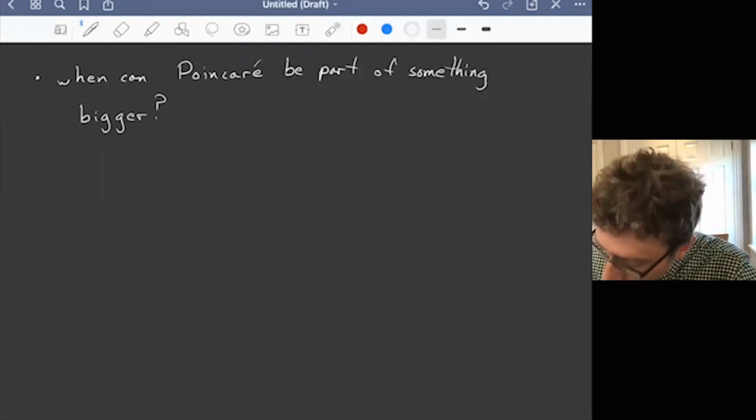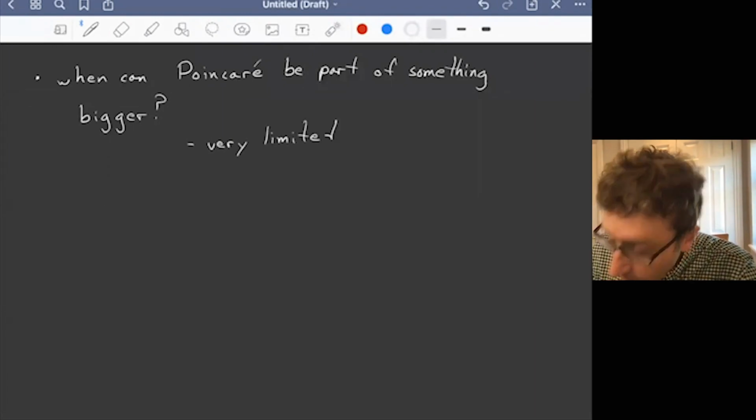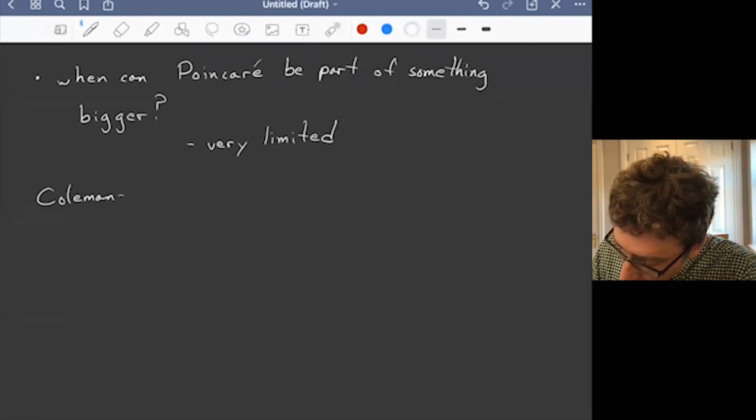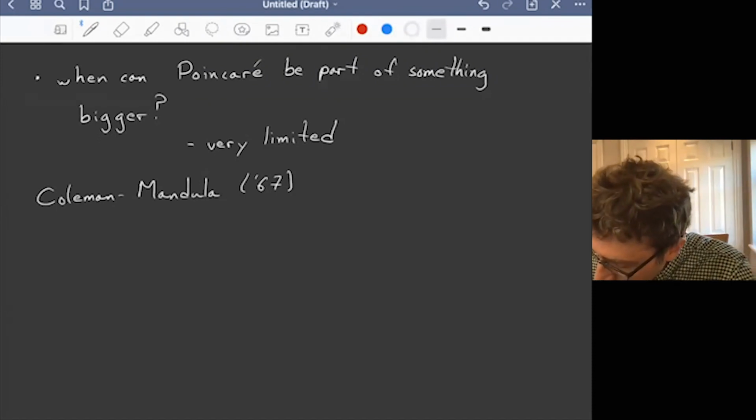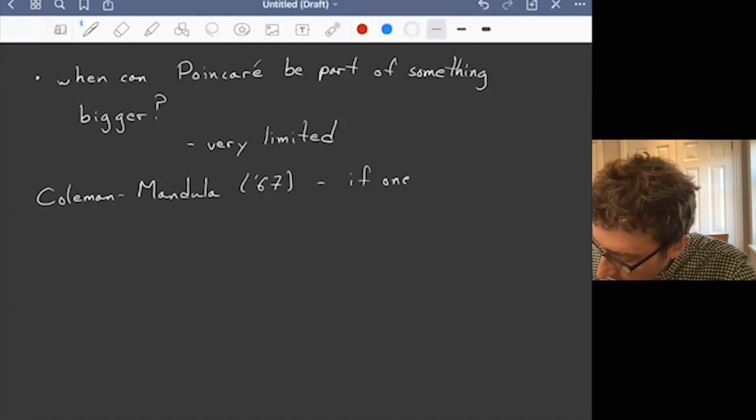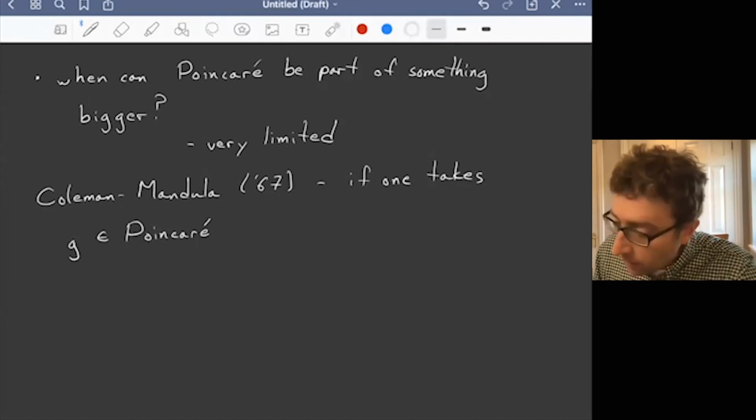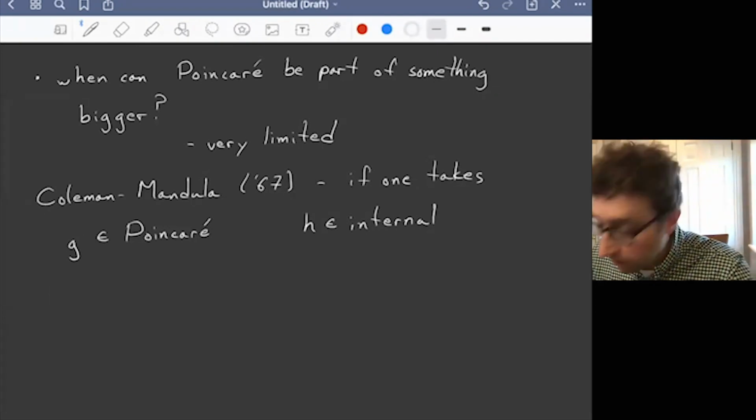And it turns out the answer to this question is that there's a very limited set of circumstances in which you can embed Poincaré in this way. And that's due to a theorem that was proved many, many years ago by Coleman and Mandula, proven in, I think, 1967. And the claim is the following: if one takes an element, say G, in the Poincaré group, and one takes an element H of some other internal symmetry group, maybe it's the SU(3) color symmetry of the standard model.